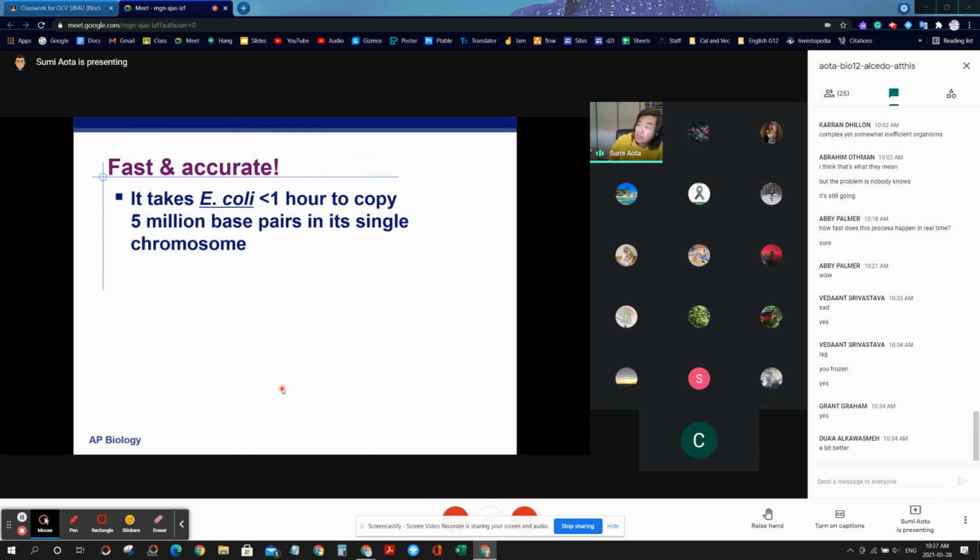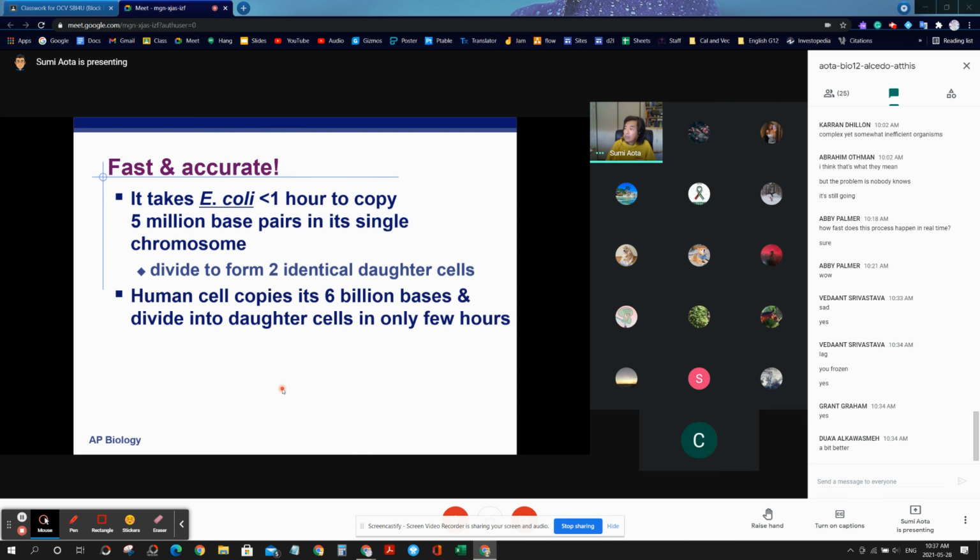Okay, the system is fast. Okay, E. coli bacteria will copy 5 million bases in less than an hour. Okay, and then divide to form 2 daughter cells. Okay, human cells will copy the 6 billion bases and divide it into daughter cells in a few hours. Right, we do it fairly quickly.